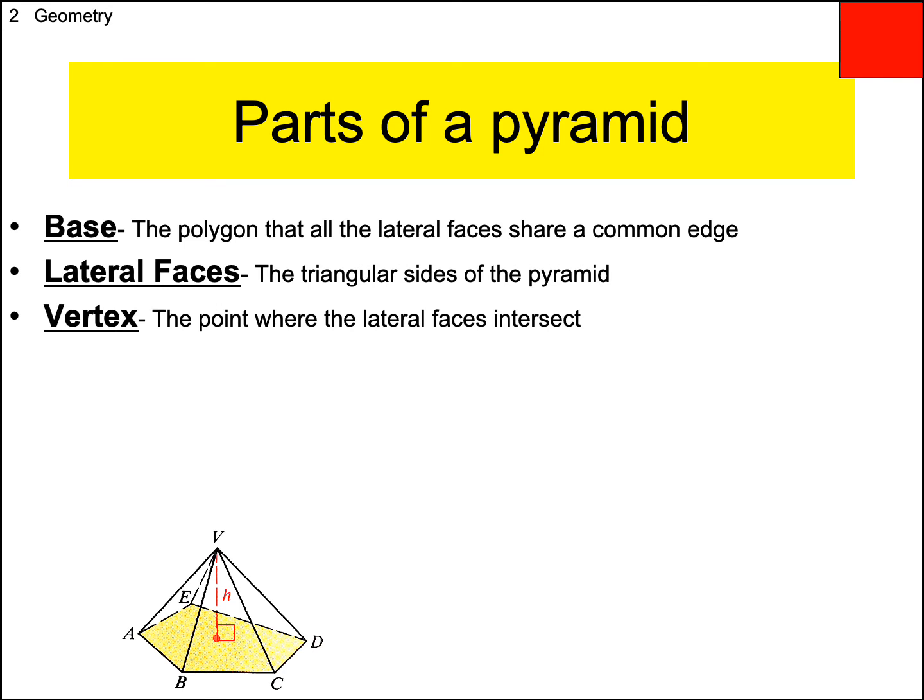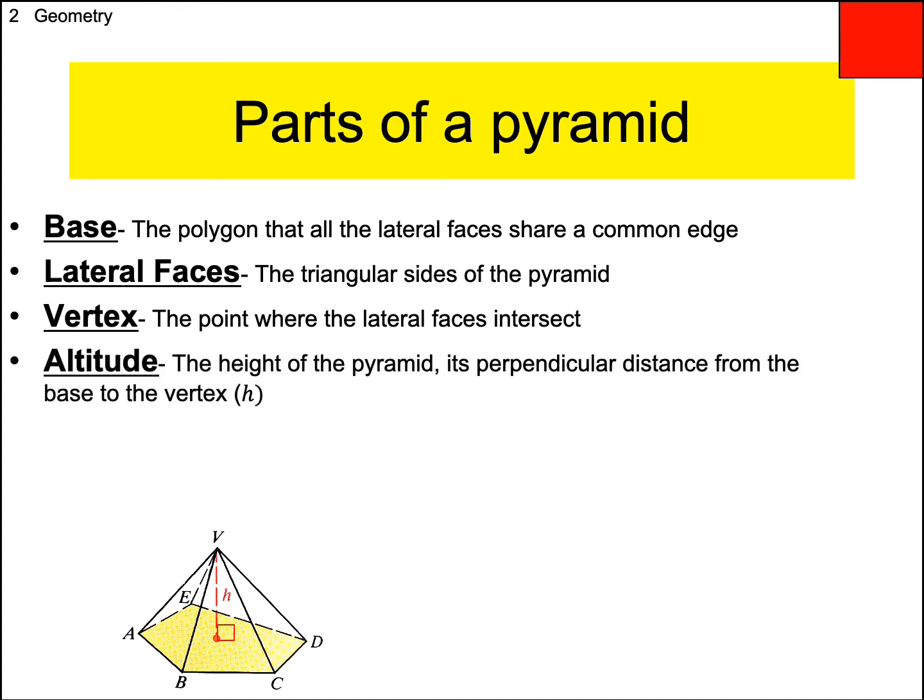Next one is called the vertex. Obviously, the vertex is where the lateral faces intersect at the very tip. And then we have the altitude. Once again, the altitude is the perpendicular distance from the base to the vertex. Okay, and that's that little red dotted line right there. Once again, we use the word altitude and height interchangeably, so that distance is also called the height of the pyramid. So that's a pentagonal pyramid.